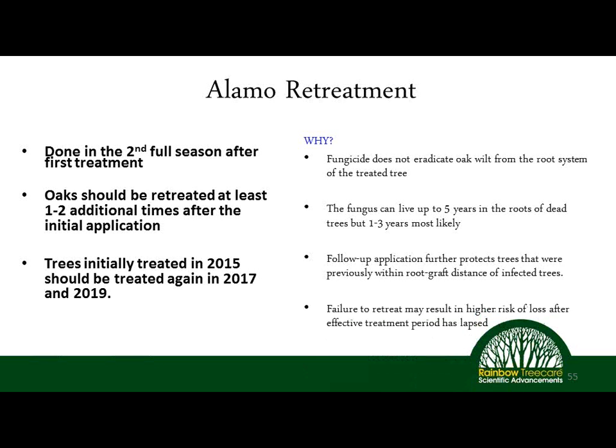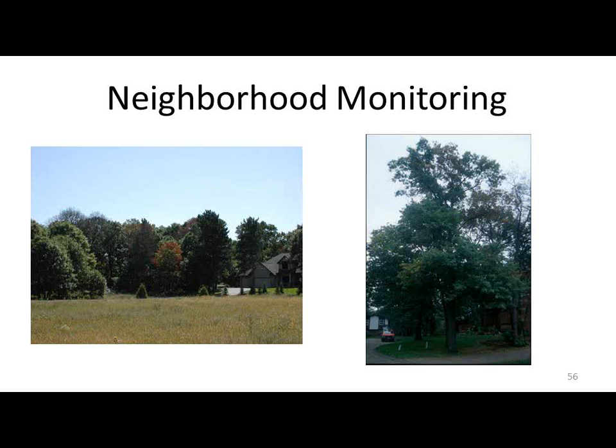And again, as you'll see in some of the case studies, if you fail to retreat those trees for that second and third time, there is a higher risk of losing those trees. And that's an important expectation that you need to set with the customer so they know they're going to need to commit to follow-up treatments to prevent oak wilt from further attacking and killing their protected trees.